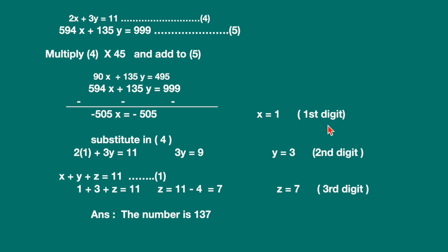So you know what is x. That's the first digit of the number. Now substitute x is equal to 1 in the fourth equation, and you get the value of y. y is equal to 3. 3 is the second digit. You got x and y. So you can take the first equation, x plus y plus z is equal to 11. Substitute x and y, you get the value of z. z is equal to 7. That is the third digit. So what is the number? 137. 137 is the answer.